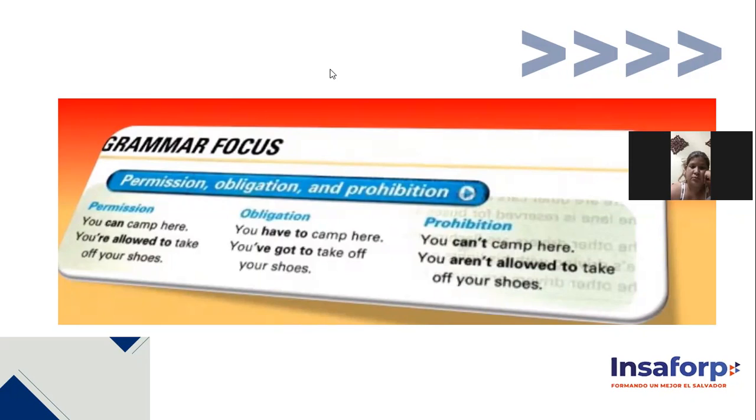You can't drive without wearing a seatbelt. I like that construction. Sounds really good. You can practice in my house, okay? You have to take care of yourself. Take care of yourself, right, Janice. That one. Yeah. Prohibition, you aren't allowed to use the phone at the office, yeah. Good, okay.